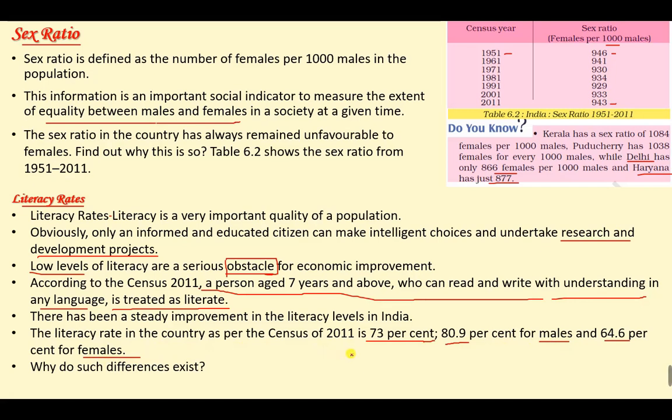As you know, in earlier times, and even today, you can see in some families that they don't like to send their female child to school for education. They don't like to provide the same educational facility which is available for their male child to females. So this way you can see that the literacy rate again shows how much gender discrimination there is in our country. So I hope you understood why such a difference exists.